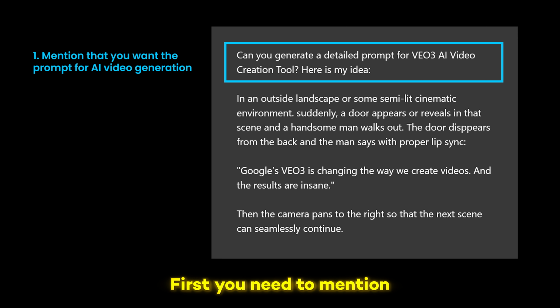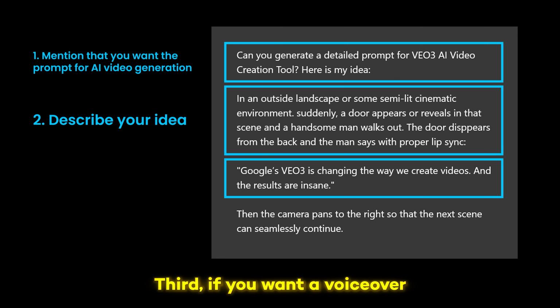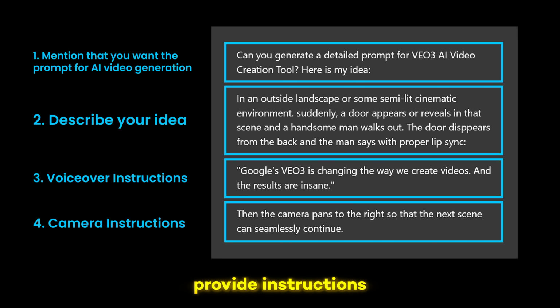First, you need to mention that you want the prompt for VEO3 AI video creation. Second, give it a small description of your idea. Third, if you want a voiceover, then make sure to specifically provide instructions for the voiceover text. And lastly, you can also provide instructions for the camera shots and camera movements.